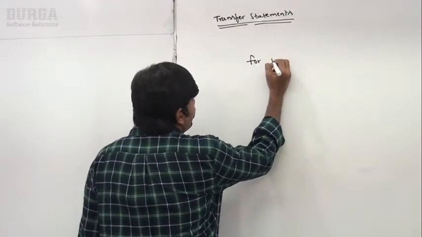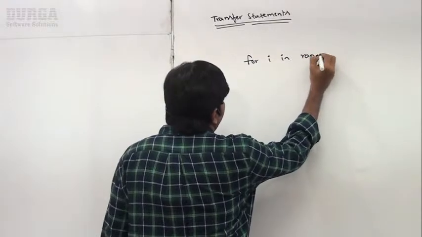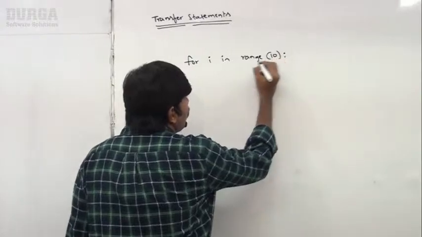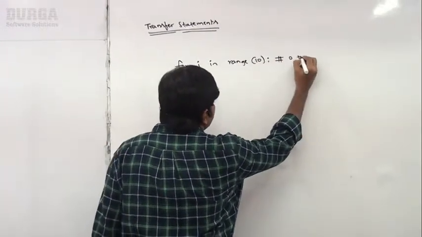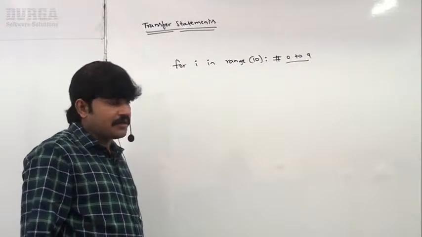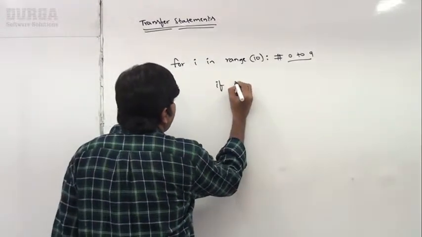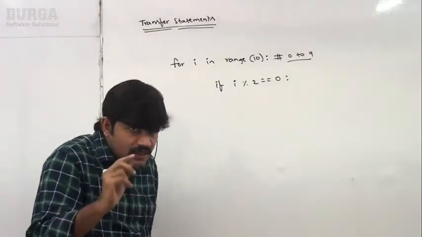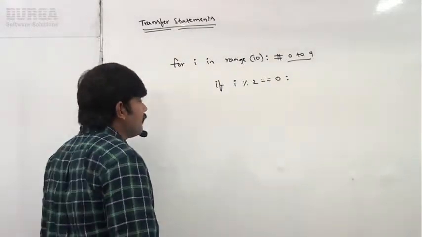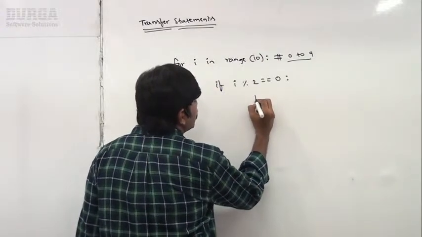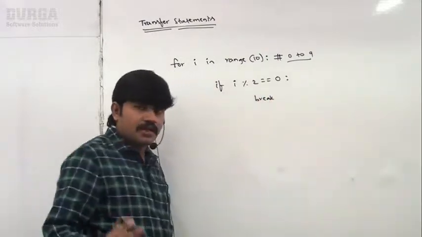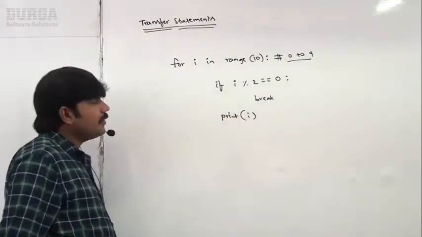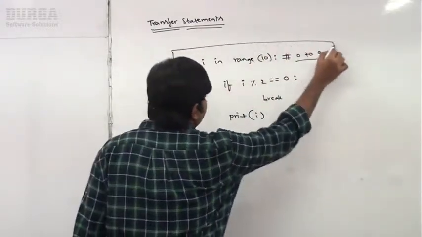Very simple, sir. For i in range of 10. Can you please tell what are the various possible values for i? The possible values are 0 to 9: 0, 1, 2, 3 and so on, right? If i % 2 == 0, which means i is an even number, if I use break and then print of i value, assume that this is my code, sir.